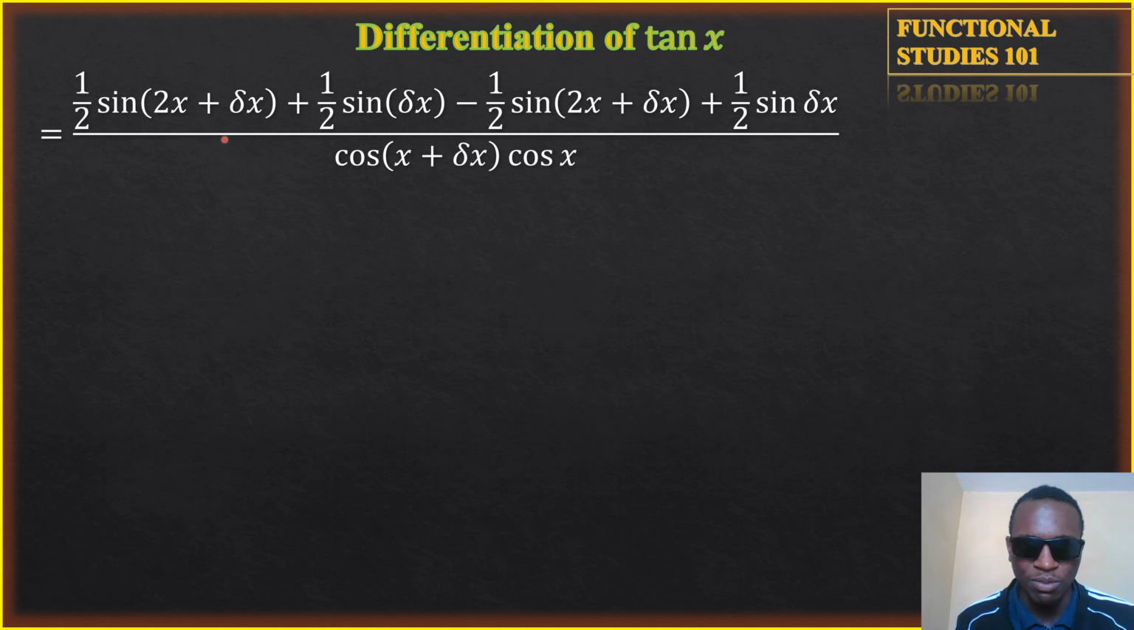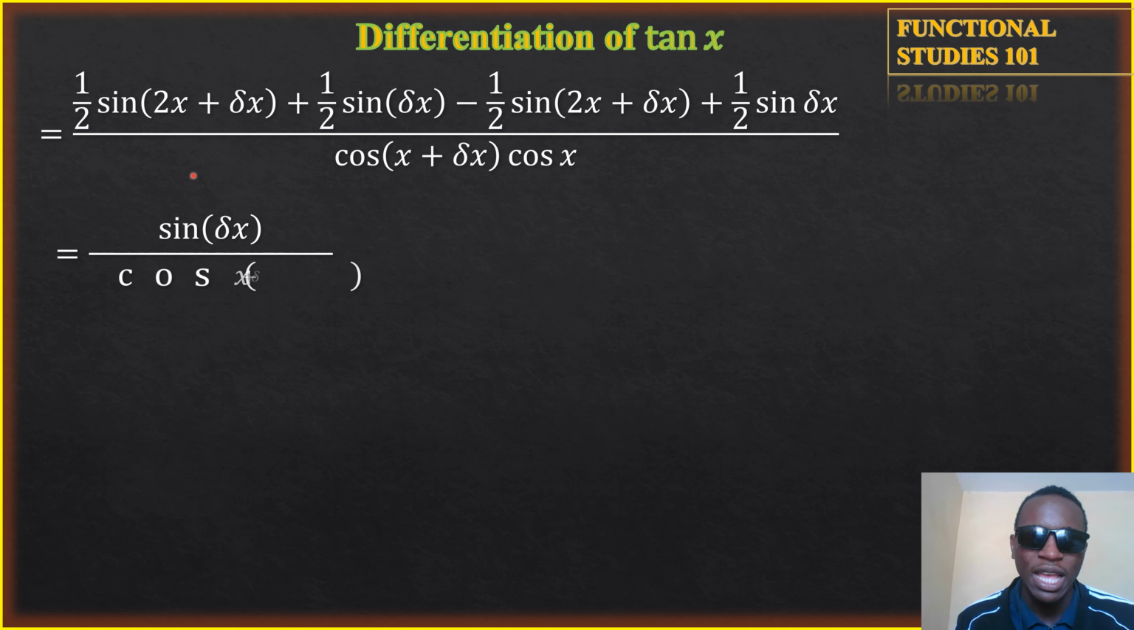So these two terms will go. You'll be left with half sine delta x plus half sine delta x. Half plus half is what? Half plus half is, if you wish, 2 over 2, which is 1. So at the end of the day, we'll be left with sine of delta x at the numerator, because now the coefficient will be 1, not half again. Half plus half is 1, and the denominator remains the same.